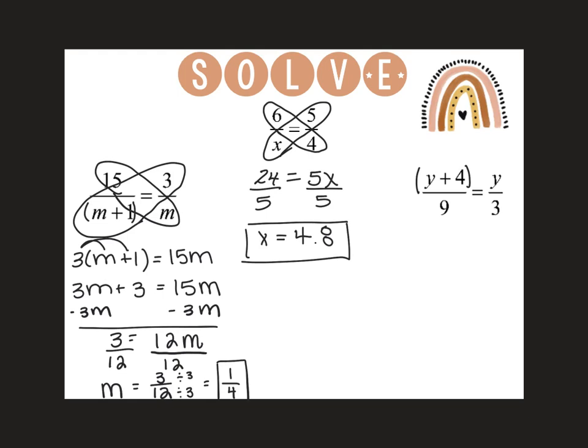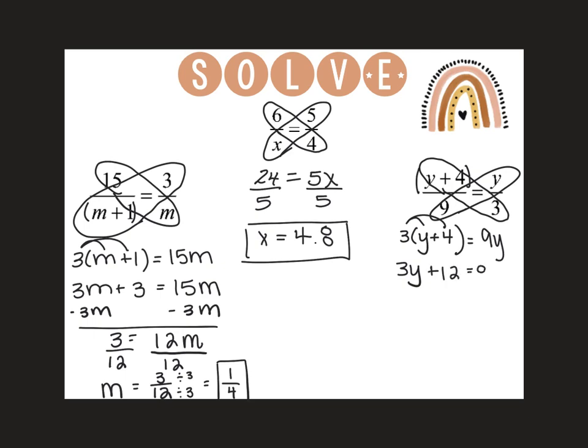So again, if I do the next one, same thing. I would have 3 times y plus 4 in parentheses. I would have 9 times y, so that's 9y. And then I distribute. So 3 times y is 3y. 3 times 4 is 12. I would subtract 3y from both sides. So I get 12 equals 6y. Divide both sides by 6. Y equals 2.